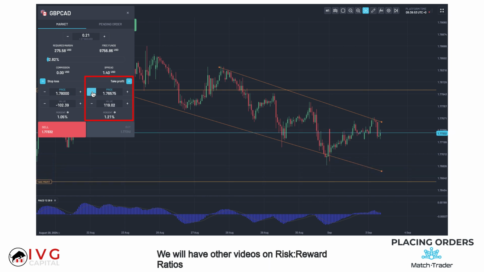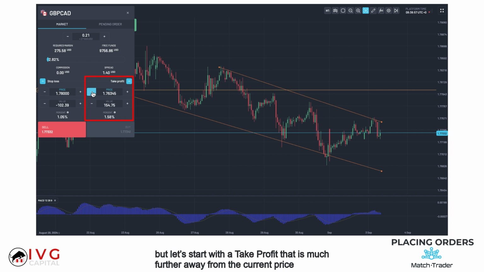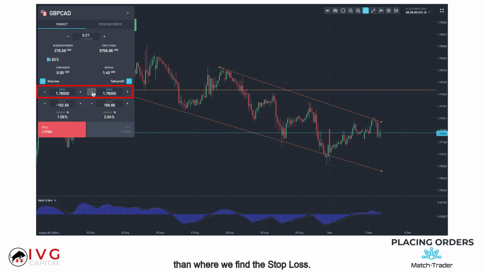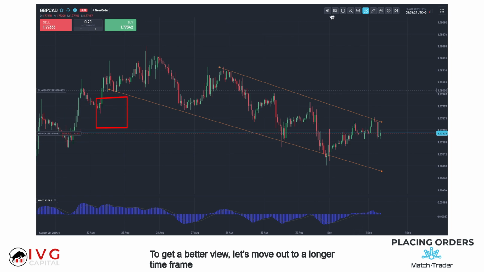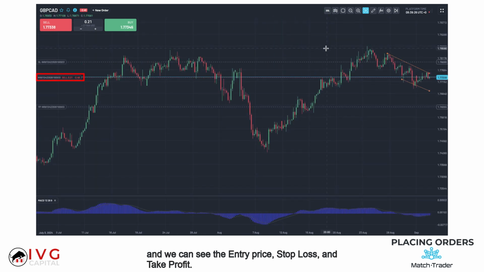We will have other videos on risk-reward ratios, but let's start with a take profit that is much further away from the current price than where we find the stop loss. Click the Sell button and the trade will be placed instantly. To get a better view, let's move out to a longer time frame and we can see the entry price, stop loss, and take profit.